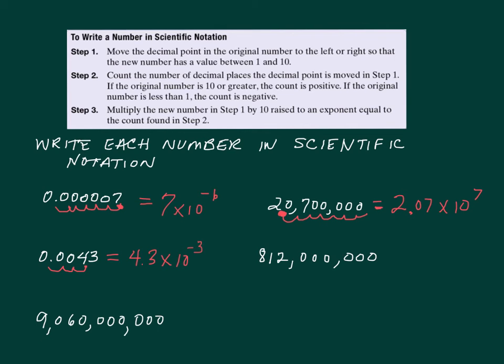$812 million. That's what this is. It's a pretty big number, so I need to write it in scientific notation. Well, I know my answer is going to have a positive exponent. 3, 6, 7, 8 places I had to move the decimal. So I'm going to park it right between the 8 and the 1. So 8.12 times 10 to the, what did I say? 10 to the 8th.